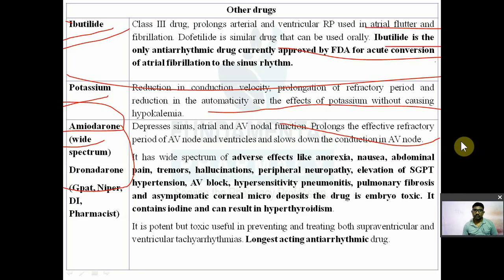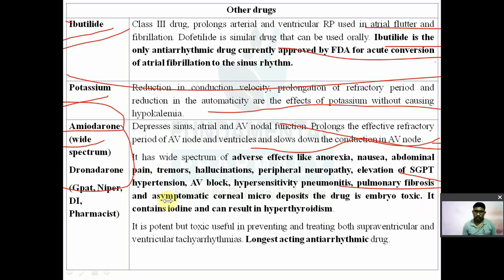All the drugs do the same. The refractory period of the AV node and ventricles is prolonged, and the conduction velocity across the AV node also slows down. It has a wide spectrum of adverse effects: anorexia, nausea, abdominal pain, tremors, hallucination, peripheral neuropathy, and elevation of liver enzymes, meaning it will increase the level in the blood. Hypertension, AV block, hypersensitivity, pneumonitis, and pulmonary fibrosis is the major one.